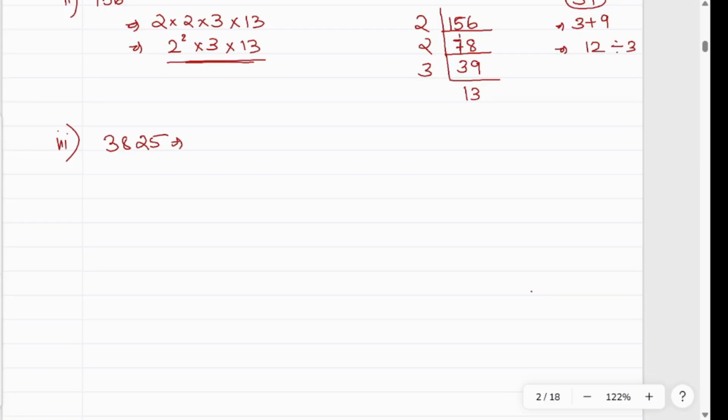Now the third question, 3825. How to do this one?